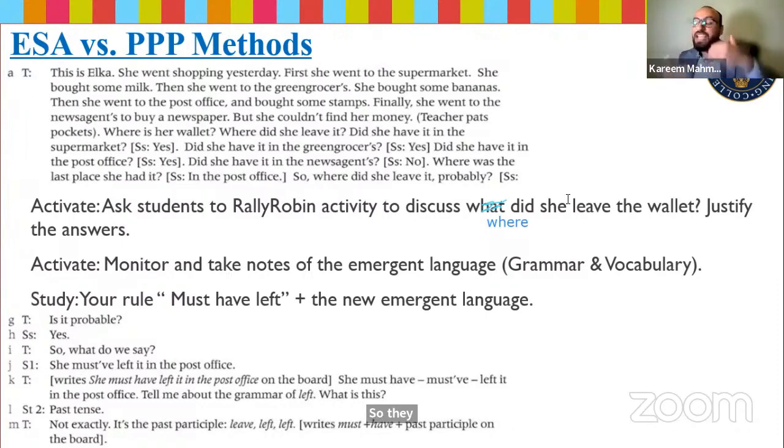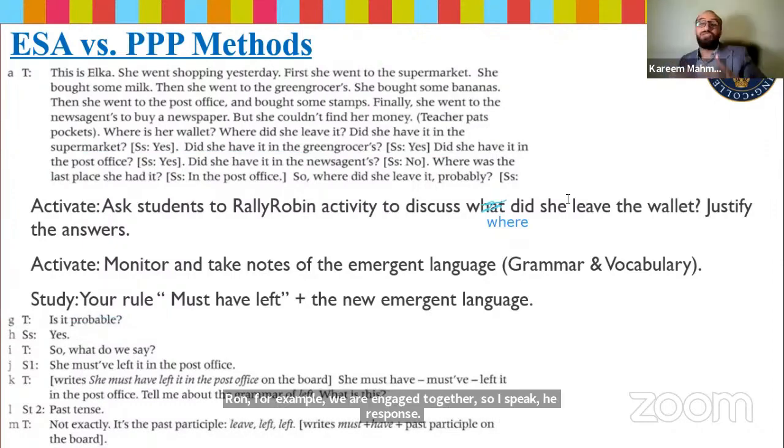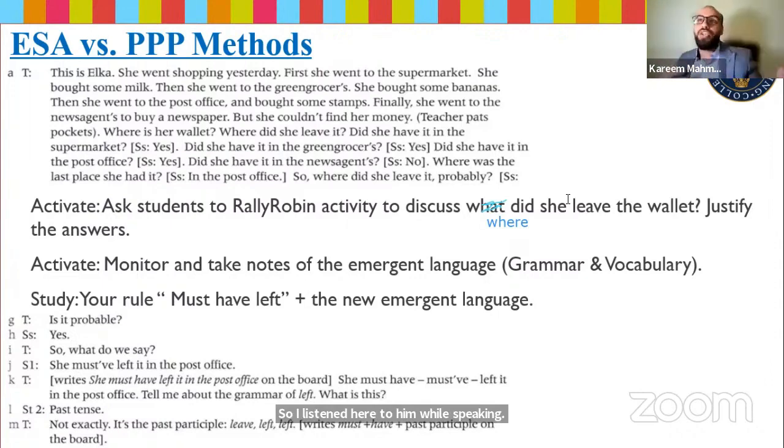So Rally Robin means turn-taking. Me and Ron, for example, are engaged together. I speak, he responds. I listen to him while speaking, then I interrupt, and then I respond. Maybe I argue, I fight, I defend my stance, and that stuff. From that, language will emerge. So as a teacher, I do the monitoring and take notes of all the language that might come: structure, grammar, vocabulary, anything.